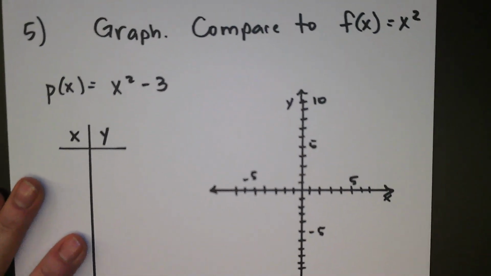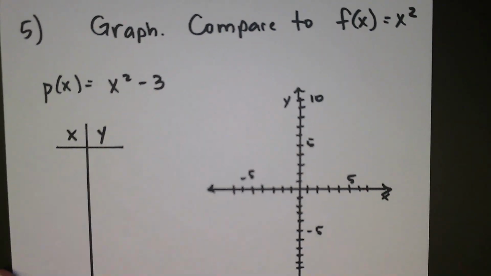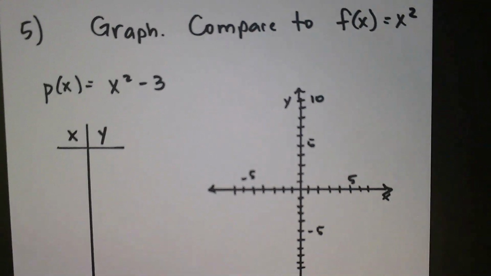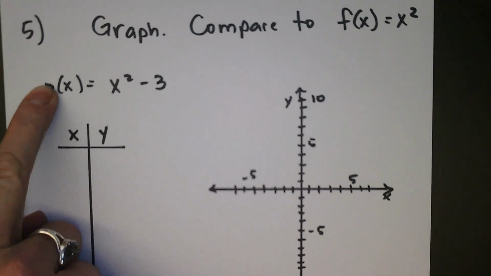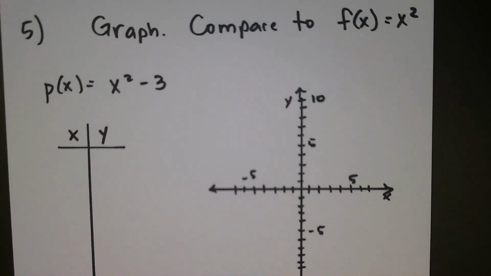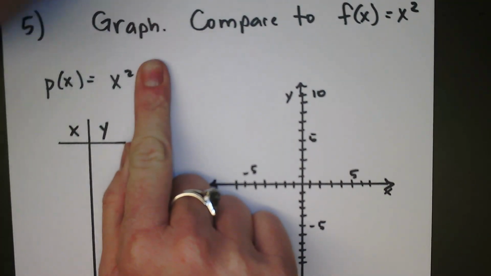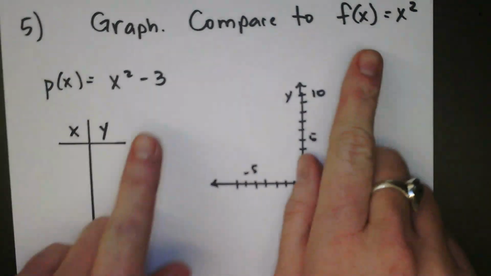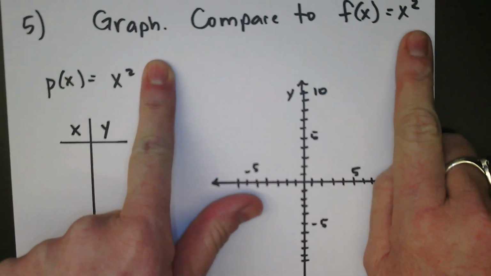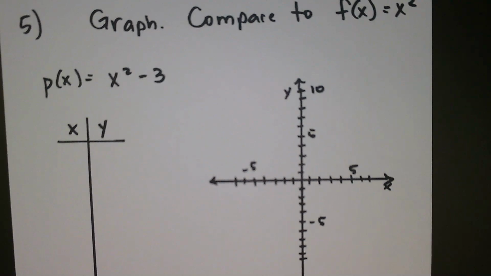Okay, let's see. What are we looking at? We're asked to graph and compare this graph to f of x equals x squared, which is our parent function. So we're given p of x equals x squared minus 3. What we're getting into now is tagging along a number at the end, adding or subtracting. So this really is the parent function. Look, it's the same thing. But then we got this minus 3 at the end.